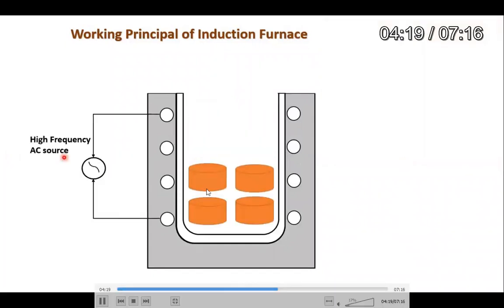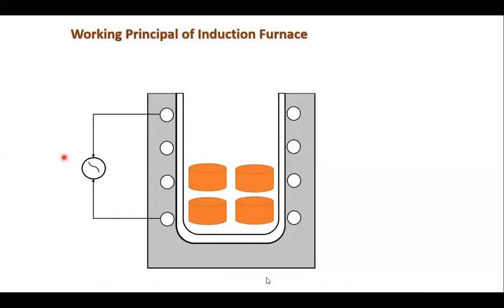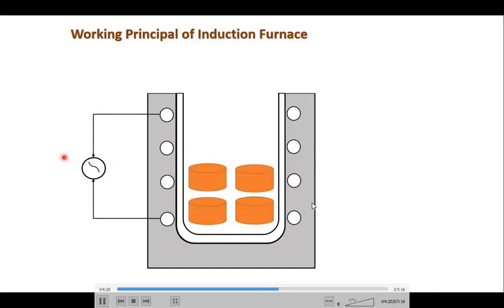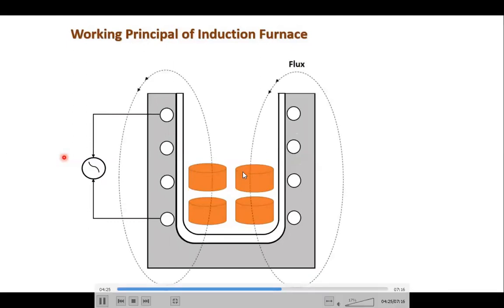So these are the workpieces which are used, nothing but scrap, to start the melting. So how is the electric current produced? For this primary winding, the AC current is connected through this. Electromagnetic induction starts, and the flux starts, and eddy currents are generated. These are the eddy currents generated over the materials, through which the metal starts melting.